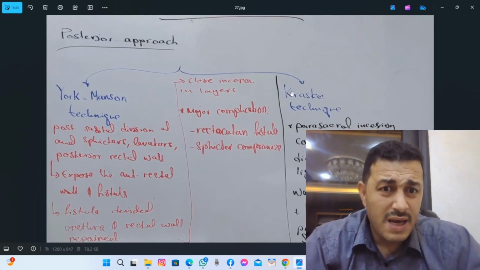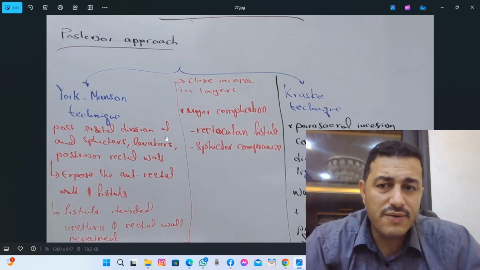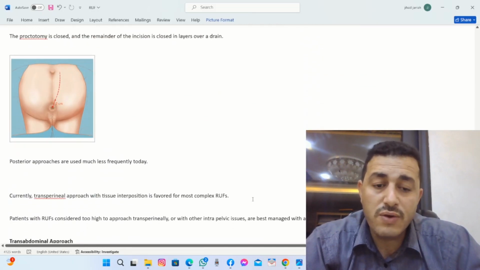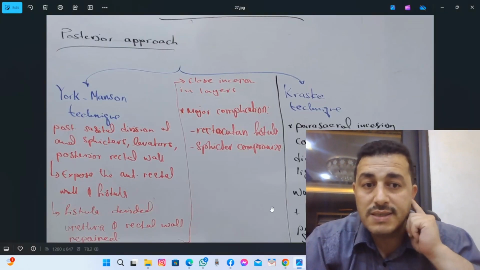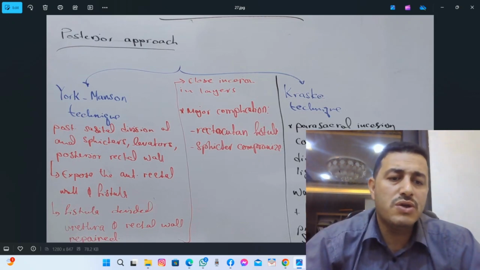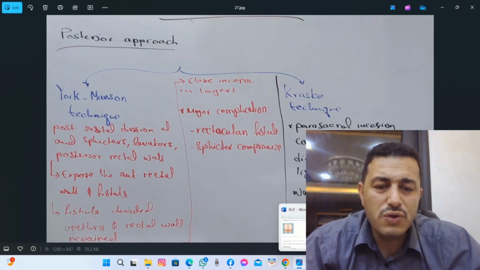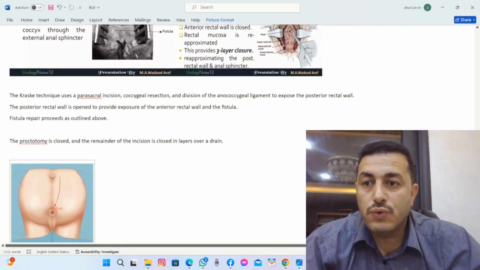Kraske technique, what's different is that we do not do a sagittal division, it's a parasagittal incision. As you see in the picture here, it's a parasagittal incision. We remove the coccyx, we remove the anococcygeal ligaments, and we approach similar to the York-Mason technique. It's a parasagittal incision, coccygeal resection, division of the anococcygeal ligament until we reach the posterior rectal wall. We cut, we reach the anterior rectal wall. It's logical that it's more invasive. Okay, we now reviewed the posterior approach.